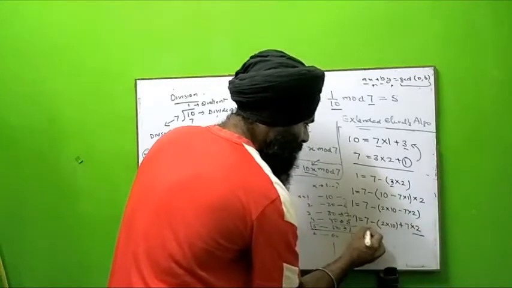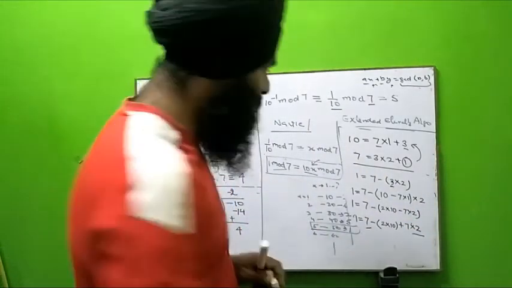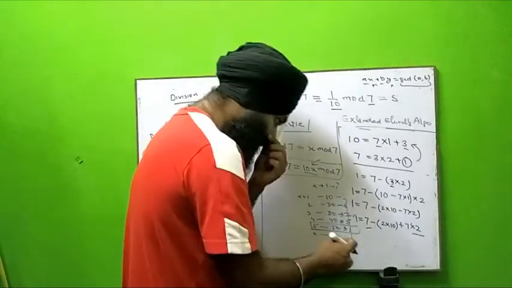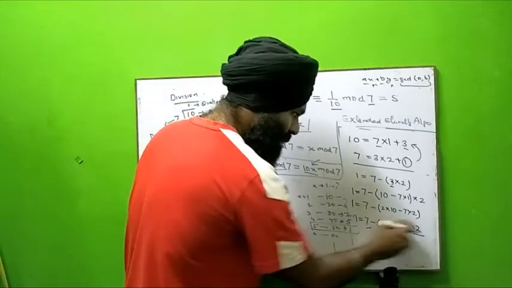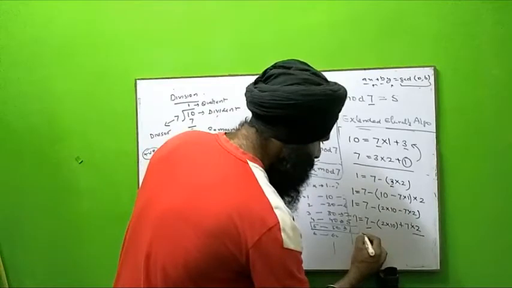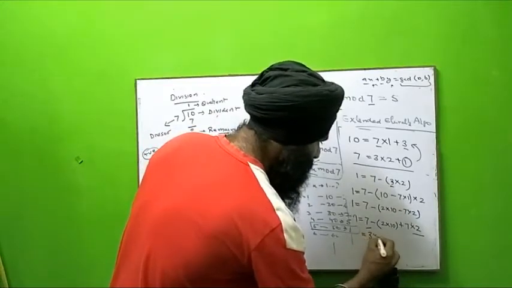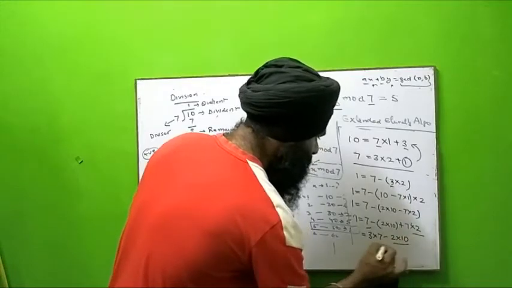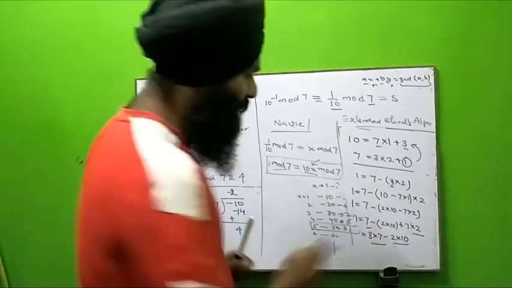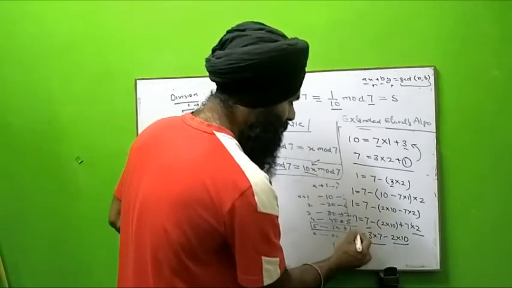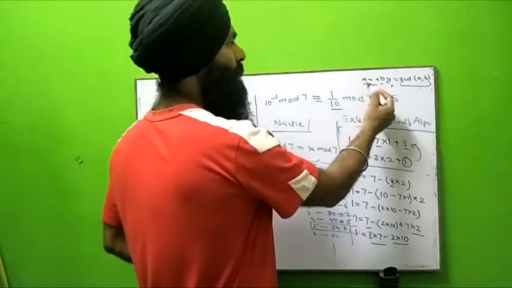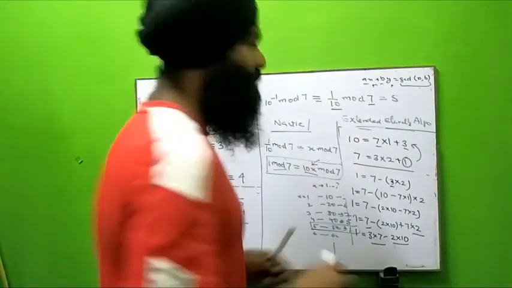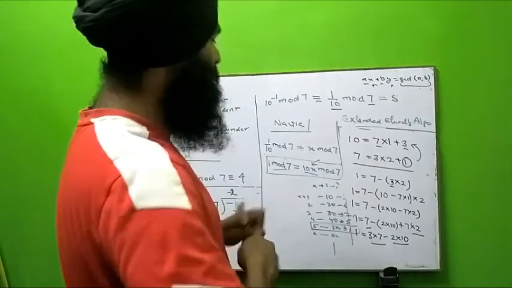Taking these two 7s and combining them, if we take 7 common, we have 1 plus 2. So that would be 3 into 7 minus 2 into 10. So we have our equation in the multiples of 7 and 10. This is the form ax plus by equal to GCD of A, B.